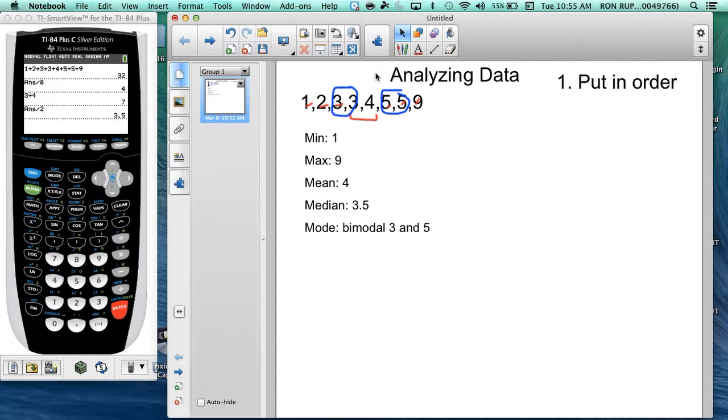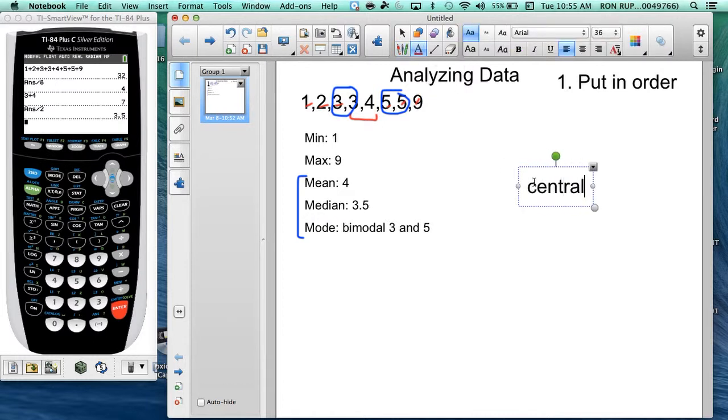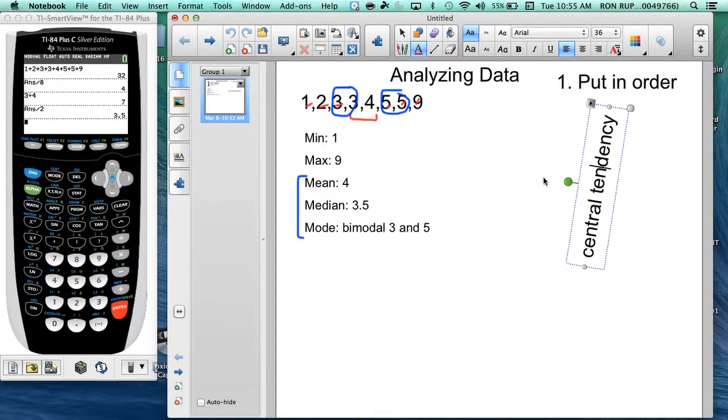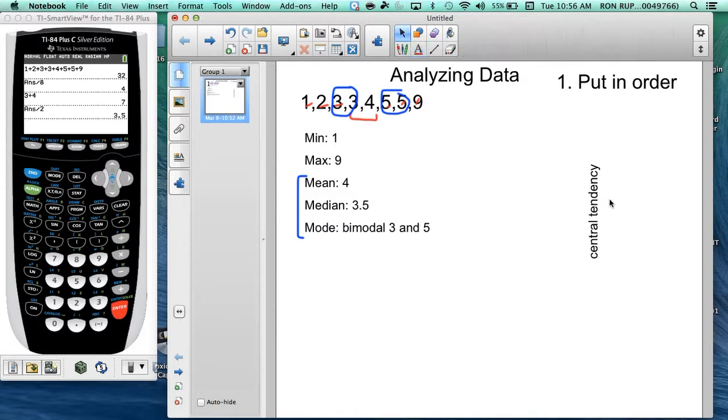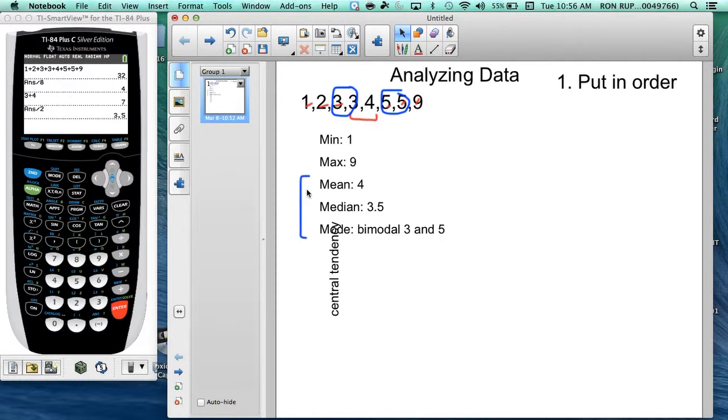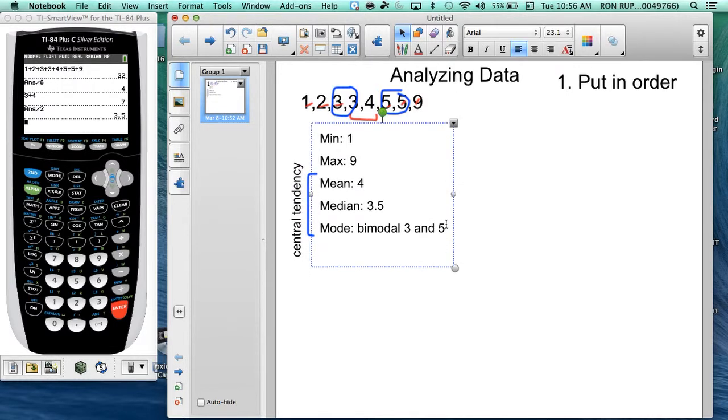It's important to know that these 3 are called measures of central tendency. It tends to tell us how the center of our data looks. So we'll put central tendency right there. Maybe I need to move it a little bit more. So those 3 are your central tendencies.